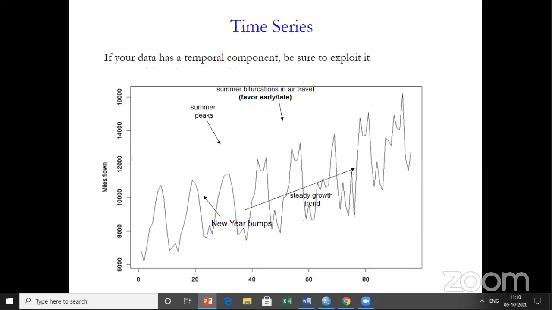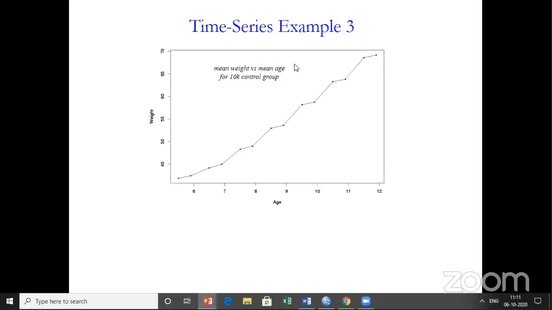Right? So then, if your data has a temporal component, be sure to exploit it. So you can exploit this, and this is the line diagram, right? Mean weight versus mean age for the 10K control group. So this is how it is. It is going in a stepwise manner. So as age increases, how does the weight behave? As age increases, weight is also increasing. That means definitely data is normal in nature, and as age advances, weight also is increasing. That's what you can say with this particular visualization.